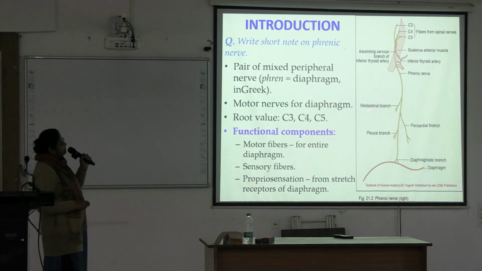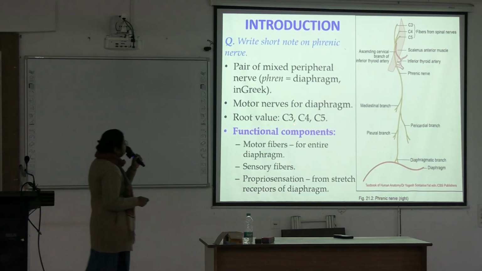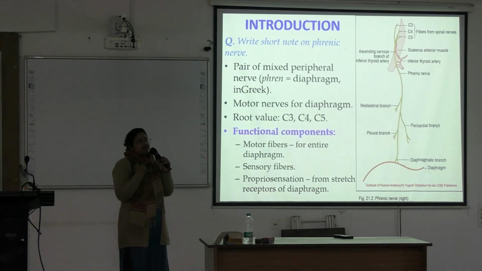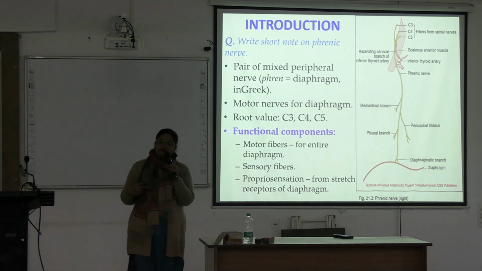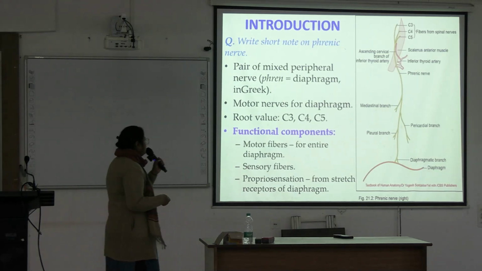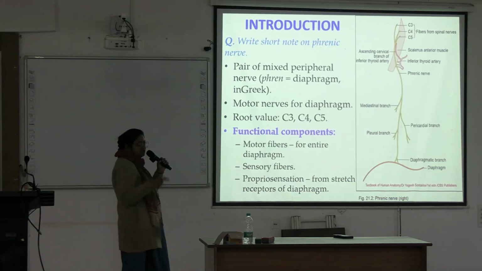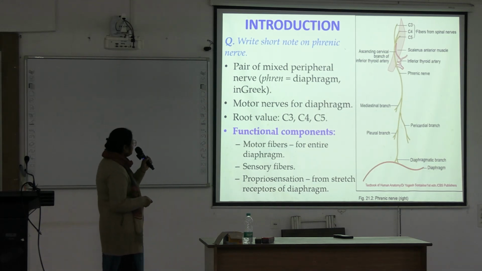Root value is very important for phrenic nerve. C3, C4, C5. Okay, very commonly given in your OSPE question, phrenic nerve. Okay, in mediastinum dissection you must have seen.